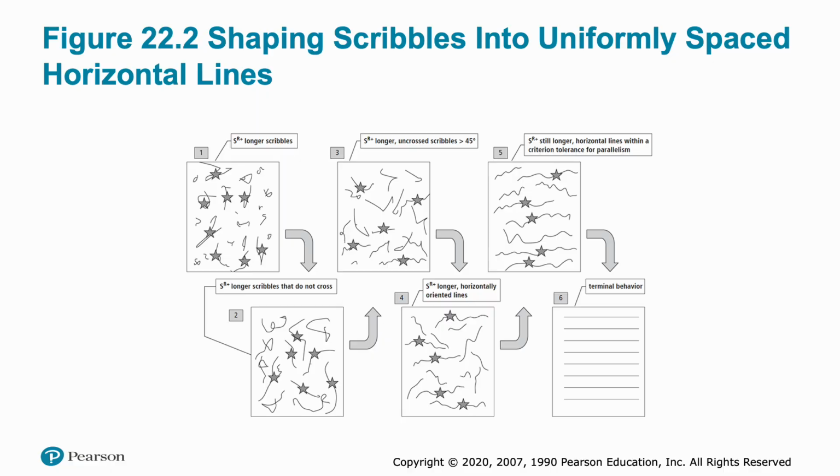Let's look at another example of how shaping can be used in order to teach an individual to draw a straight line, a horizontal line across a paper.